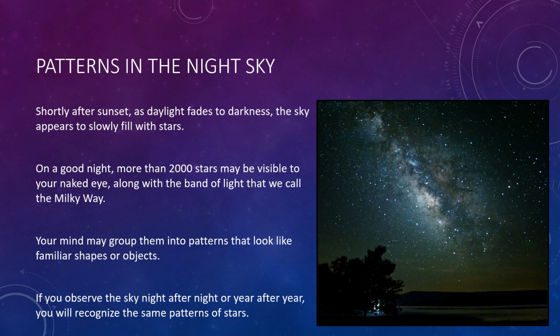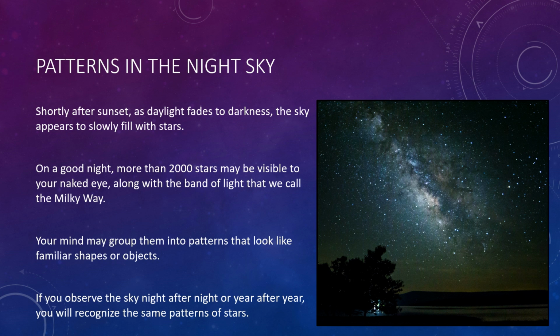As you look at the stars, your mind may group them into patterns that look like familiar shapes or objects. This is something subconscious that we might even be doing. You look up at all these different dots, and a couple of bright ones might look like a certain shape to your mind. And so your mind naturally groups them.